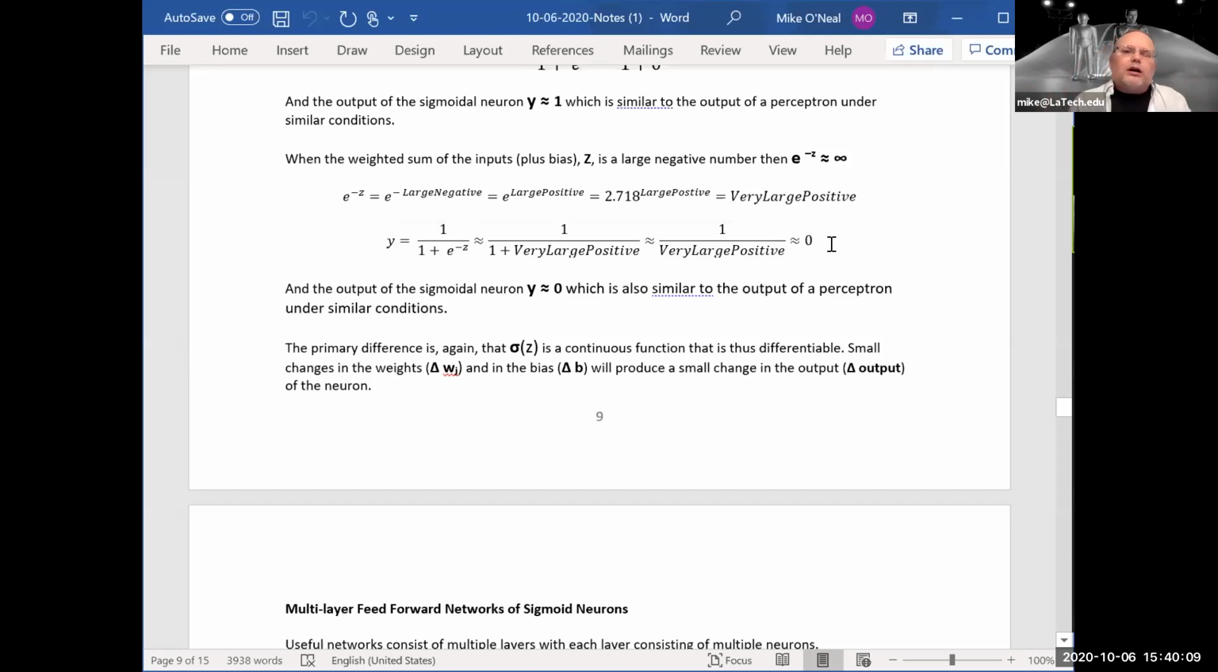So for large positive numbers, for weighted sums plus biases of your inputs that are large positive numbers, you get a 1 out of the sigmoid. For large negative numbers, weighted sums of the inputs plus the bias that are far below our threshold, you basically get a 0.